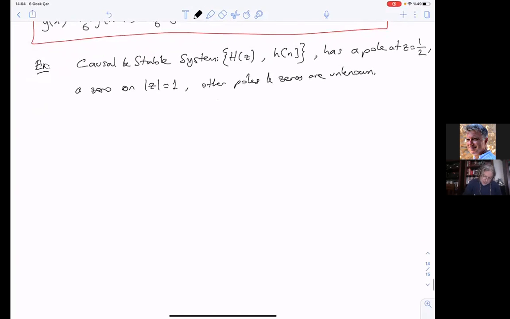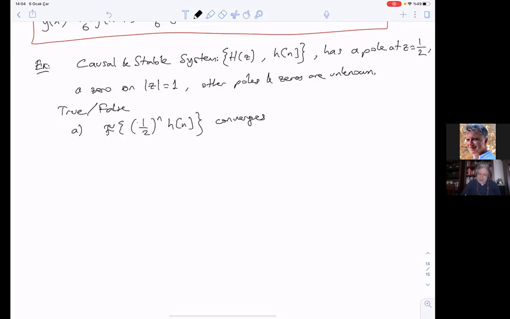So the question is a true-false kind of question. Starting with part A, is this true or false? The Fourier transform of (1/2)^n h[n] converges or exists? An interesting question, this one. How do we really relate or associate it with the observations that are given to you? So (1/2)^n is multiplying that.